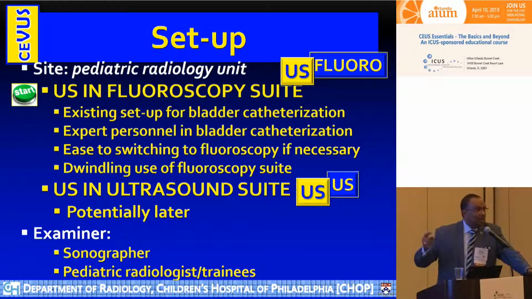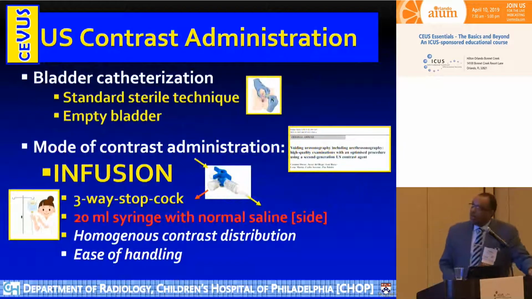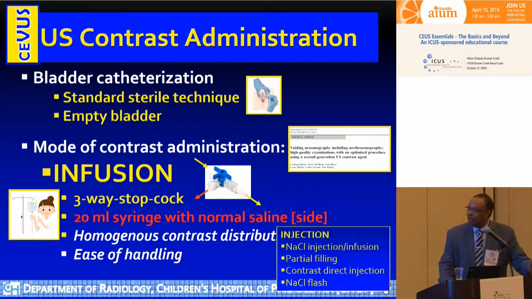One other technologist from fluoroscopy comes and puts in the catheter, and then they do all the exam on their own, and only one person is needed. So as I mentioned, after the bladder catheterization, which is a standard procedure, we use an infusion. We use a three-way stopcock, and then with the 0.2% infusion, we infuse. We want a homogeneous distribution in the bladder.